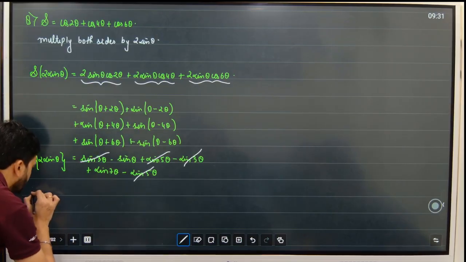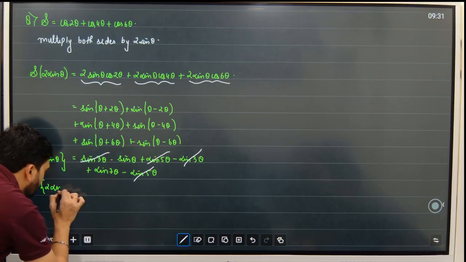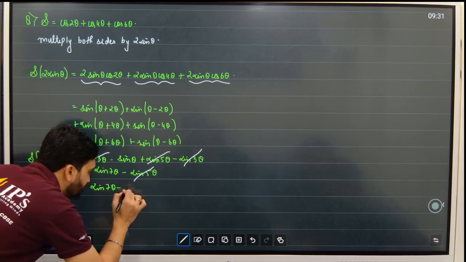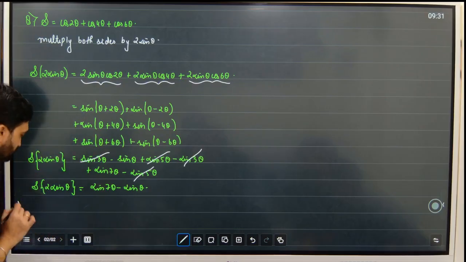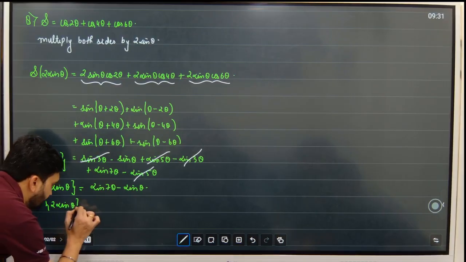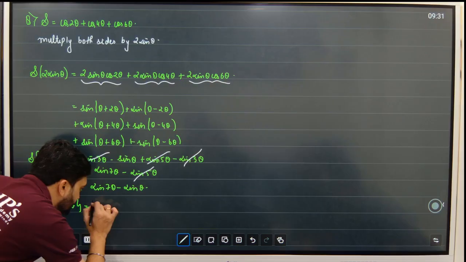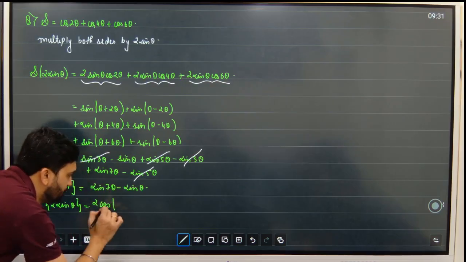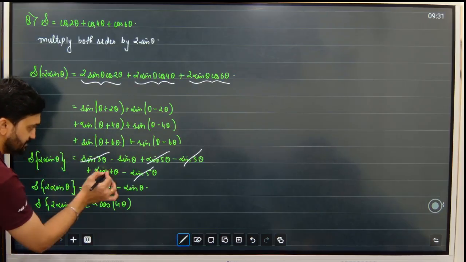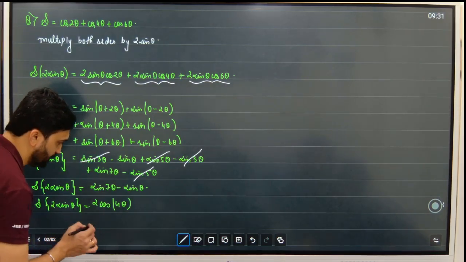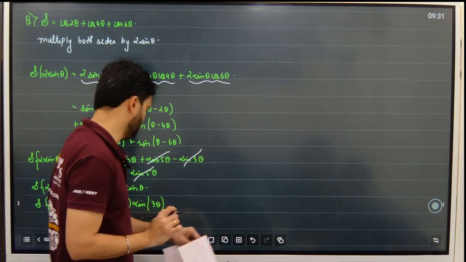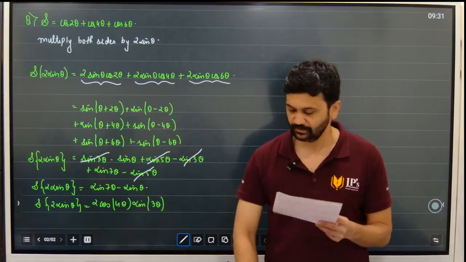And I am left with S times 2 sin theta is equal to sin 7 theta minus sin theta. This is the formula for sin C minus sin D. The formula for sin C minus sin D is 2 cos (C plus D)/2 sin (C minus D)/2. I repeat, sin C minus sin D is 2 cos (C plus D)/2 sin (C minus D)/2. Have you guys understood this? Anybody has any doubts here?